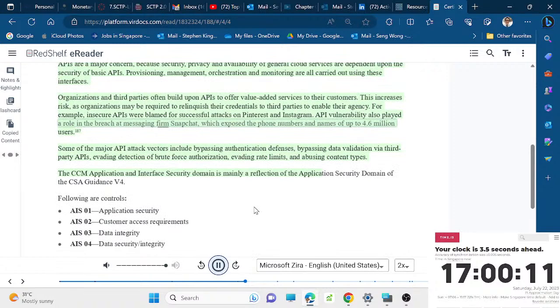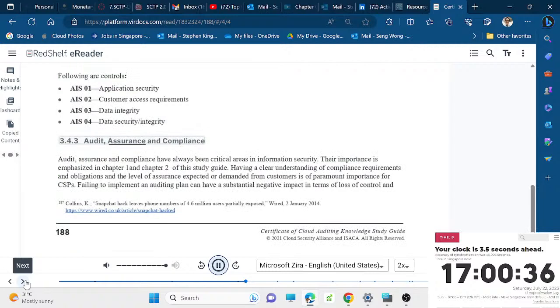API vulnerability also played a role in the breach at messaging firm Snapchat, which exposed the phone numbers and names of up to 4.6 million users. Some of the major API attack vectors include bypassing authentication defenses, bypassing data validation via third-party APIs, evading detection of brute force authorization, evading rate limits, and abusing content types. The CCM application and interface security domain is mainly a reflection of the application security domain of the CSA Guidance v4. Following are controls: AIS01 Application Security, AIS02 Customer Access Requirements, AIS03 Data Integrity, AIS04 Data Security/Integrity.